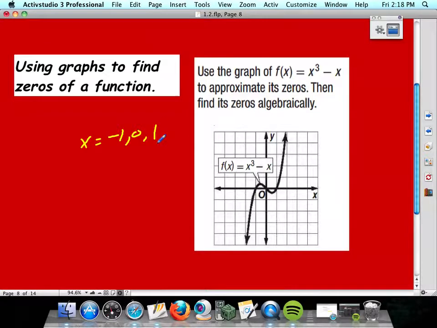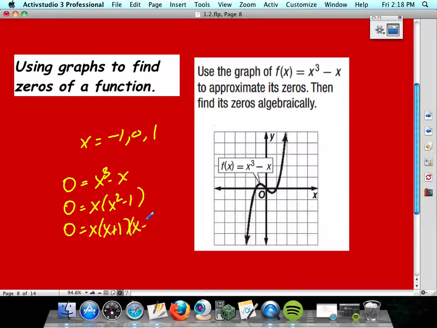And then it says to show algebraically. Anytime you're trying to find x-intercepts again, you put 0 in for y, which will give me this. You can factor that by taking out an x, which leaves you x squared minus 1. If you factor the x squared minus 1, you get x plus 1, x minus 1. So your zeros, just as we thought up here, would be 0, negative 1, and positive 1, which are what we had.